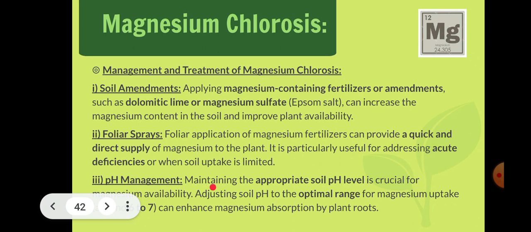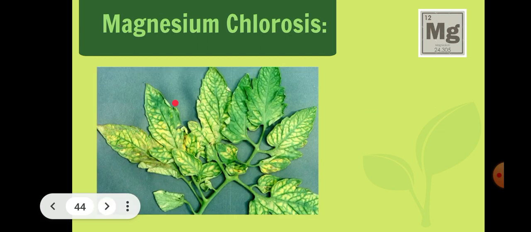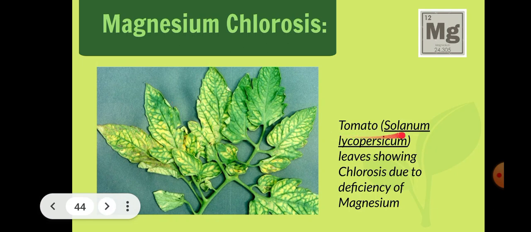The third one is pH management. Maintaining the appropriate soil pH levels is crucial for magnesium availability. Adjusting soil pH to the optimal range for magnesium uptake, which is actually about 6 to 7 on the pH scale, can therefore enhance the magnesium absorption by plant roots. The fourth and last one is crop rotation and organic matter. Incorporating organic matter, for example, organic fertilizers in soil, can help improve the soil fertility, nutrient availability, and also reduce the risk of magnesium chlorosis. Here is a picture of tomato leaves showing chlorosis due to the deficiency of magnesium.